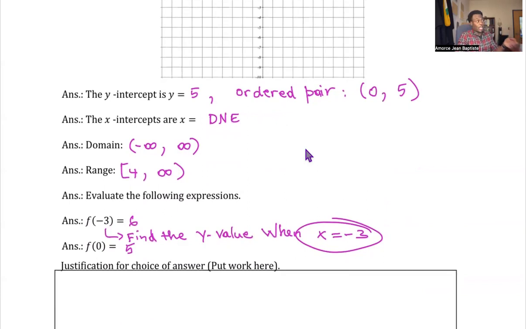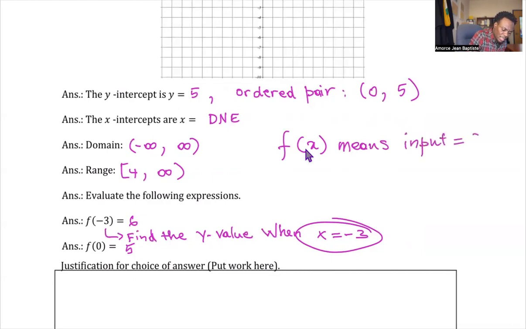So f of x is the output, and the number in parentheses, as you say, f of that number, is the x value. So f of x, meaning input equals x, output is f of x or y.